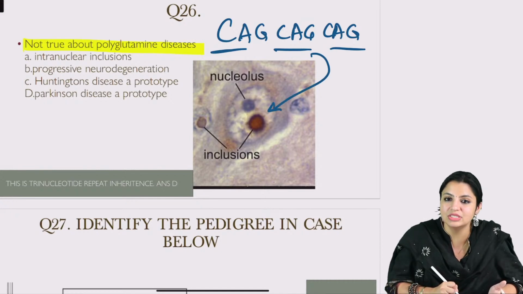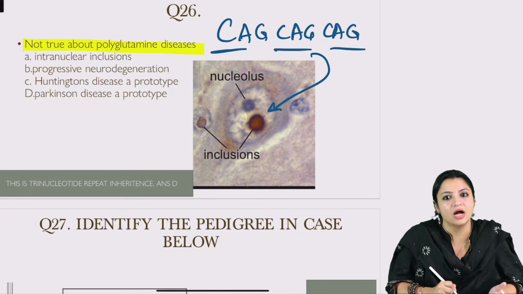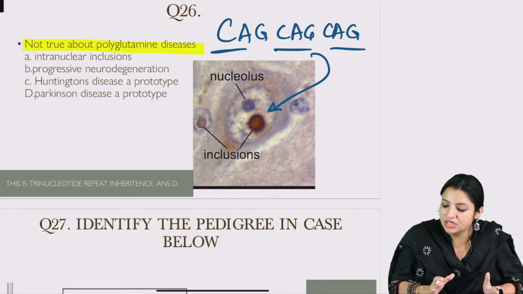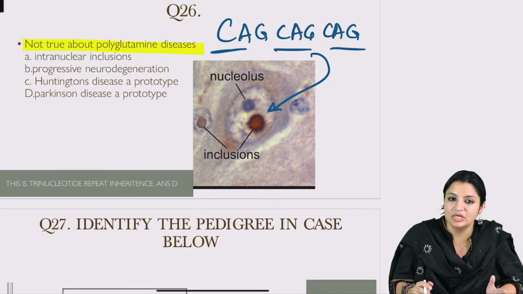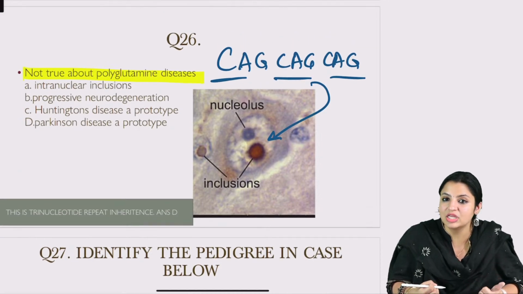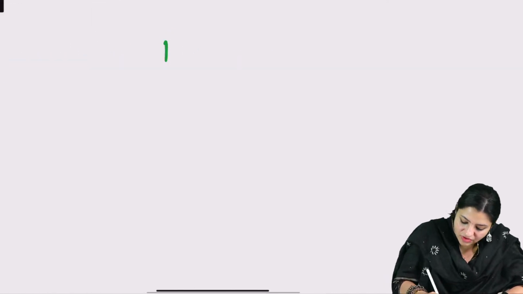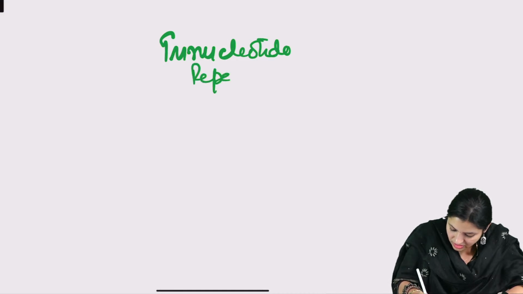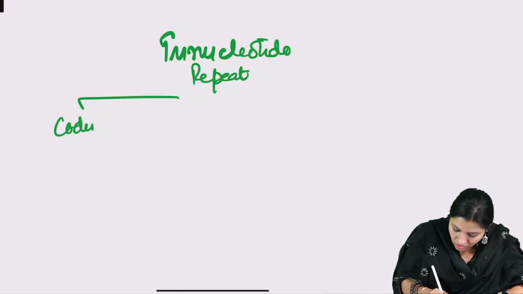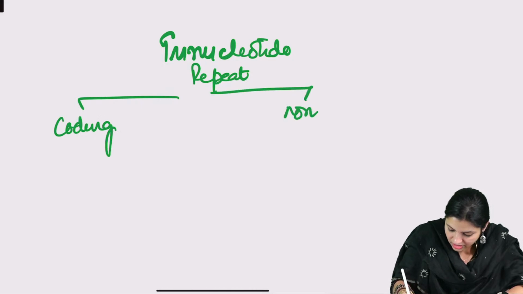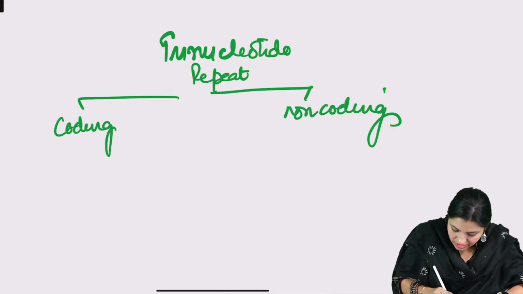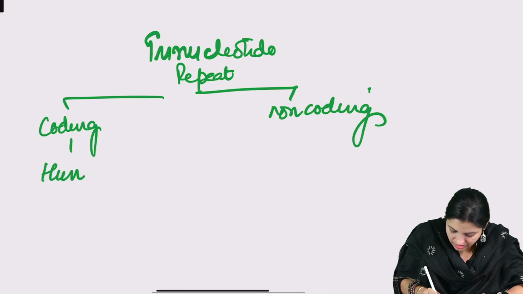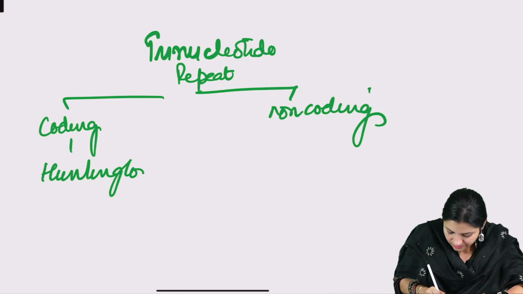They will typically show you these intranuclear inclusions, and the characteristic prototype of the trinucleotide mutation which occurs in the coding region is Huntington's disease. So Huntington disease is a very characteristic polyglutamine disease. Apart from that, spinocerebellar ataxia. So remember this revision: trinucleotide repeat diseases can occur in the coding part of the DNA, or they can occur in the non-coding part of the DNA. Okay, if they occur in the coding part, this is Huntington's disease and spinocerebellar ataxia.